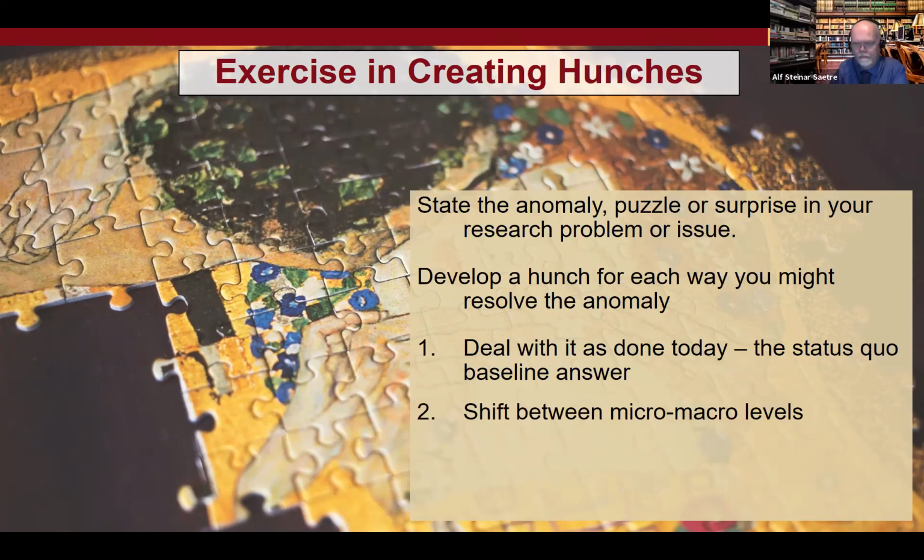Second, create a hunch by shifting between micro and macro levels. If the problem exists at the individual level, look at it from a macro organizational level. Vice versa, if you're talking about an organizational problem, look at it from the individuals within it. These are different categories for thinking about the problem.